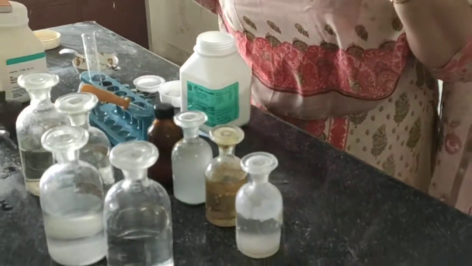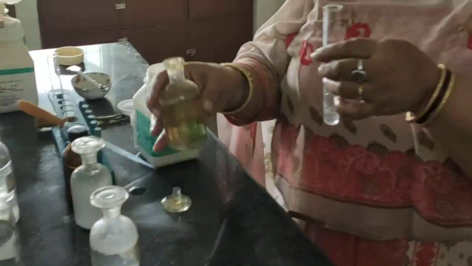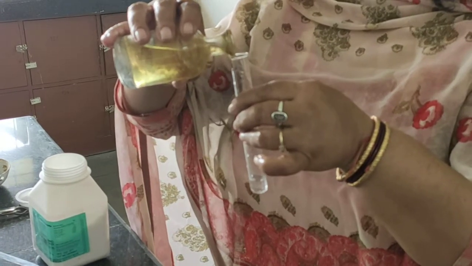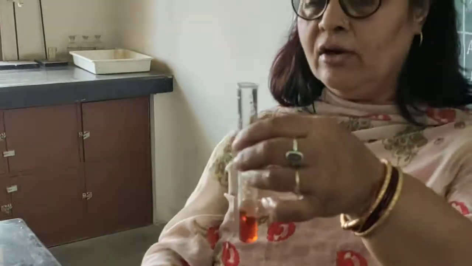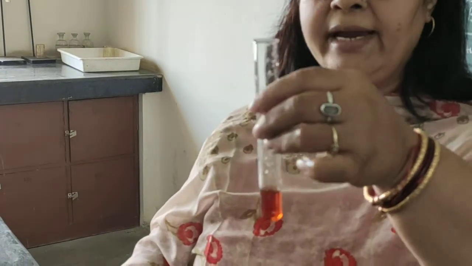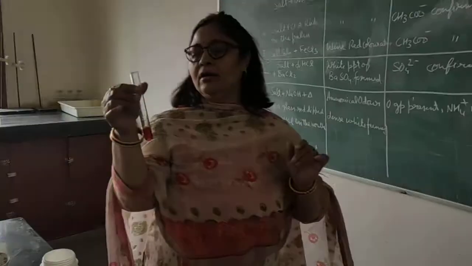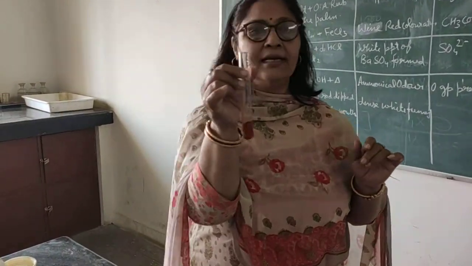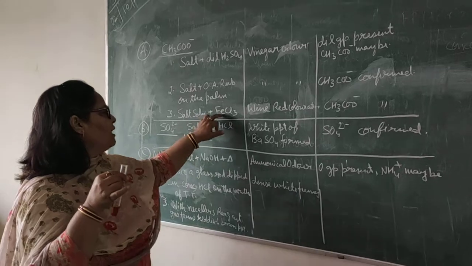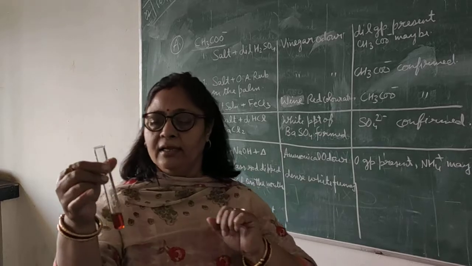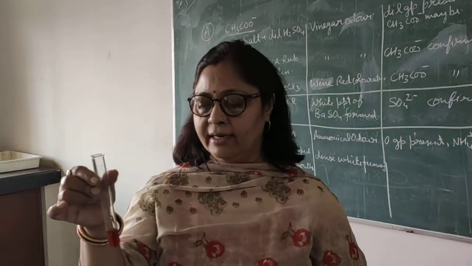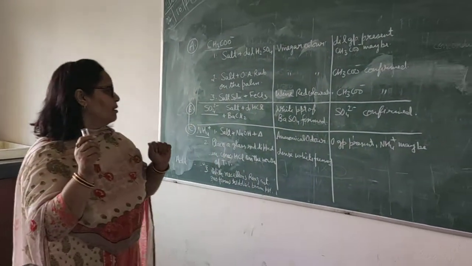Now in the salt solution, add some amount of ferric chloride solution. Here you see, after adding ferric chloride, a wine red or blood red color comes out. This color is the ferric acetate solution color. When we add ferric chloride to acetate ion, a blood red coloration of ferric acetate appears. So this is the confirmatory test for acetate. Is it clear?